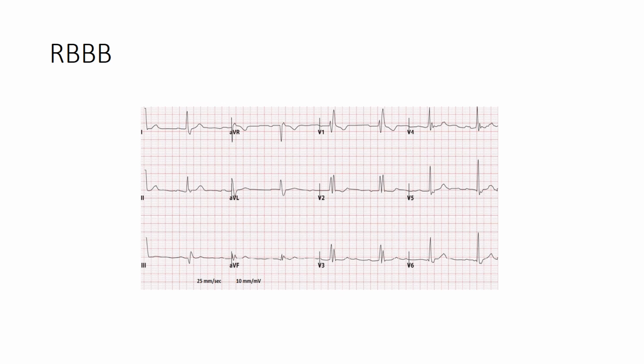Shown here is the ECG of a patient with right bundle branch block. Here you can see that the QRS width is more than 3 small boxes or more than 120 milliseconds. There is a prominent R wave in lead V1 and S wave is more than 40 milliseconds in width in lead V6.